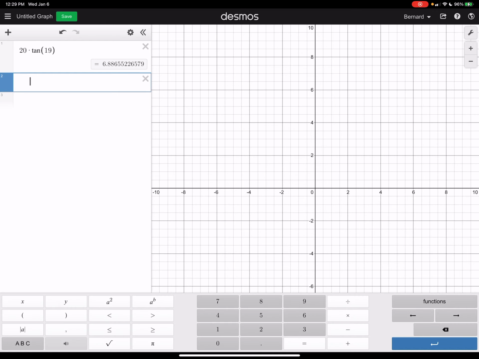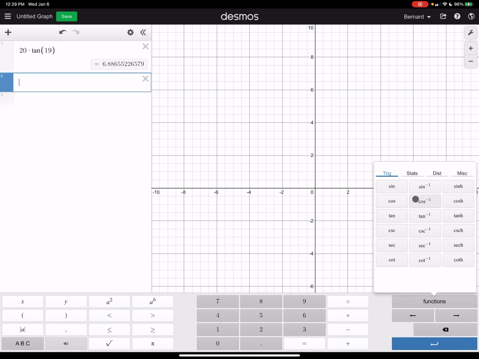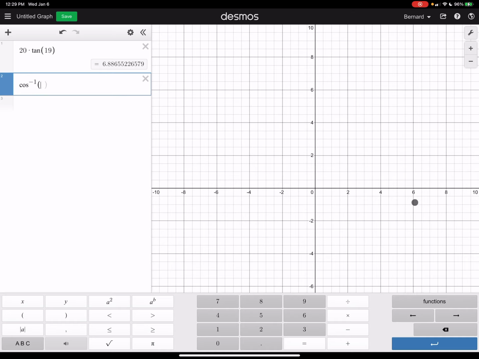So again, I'll go to this bar here. And one of the problems we did in class today involved us doing the cosine -1 of 5 divided by 13. And so let's say we do that problem again. We want to type that in. We would go to the functions. Here's our cosine -1. And then I can type 5 divided by 13. And there's our answer right there. 67.38 could be rounded up to 67.4.